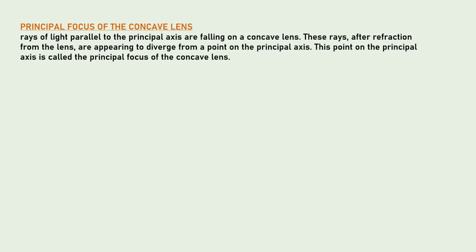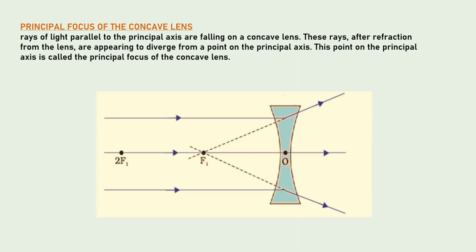Principal focus of the concave lens. When parallel rays of light fall on a concave lens, these rays after refraction from the lens appear to diverge from a point on the principal axis. This point on the principal axis is called principal focus of the concave lens.